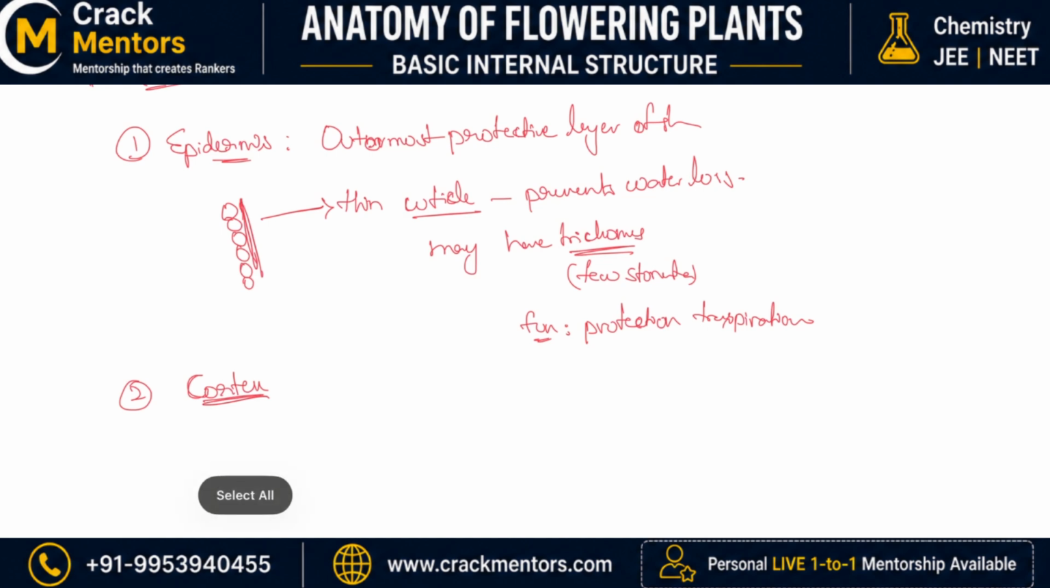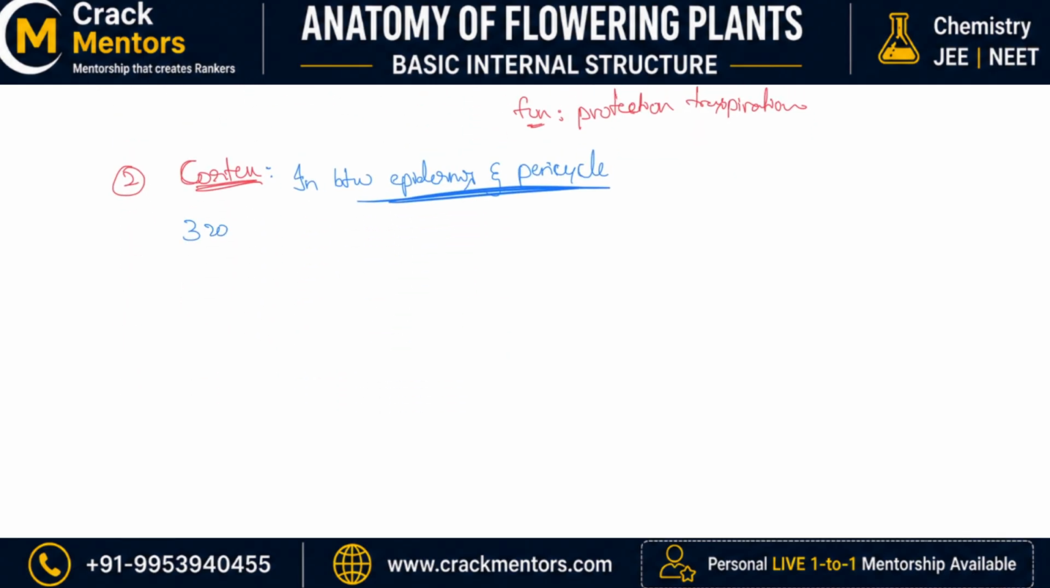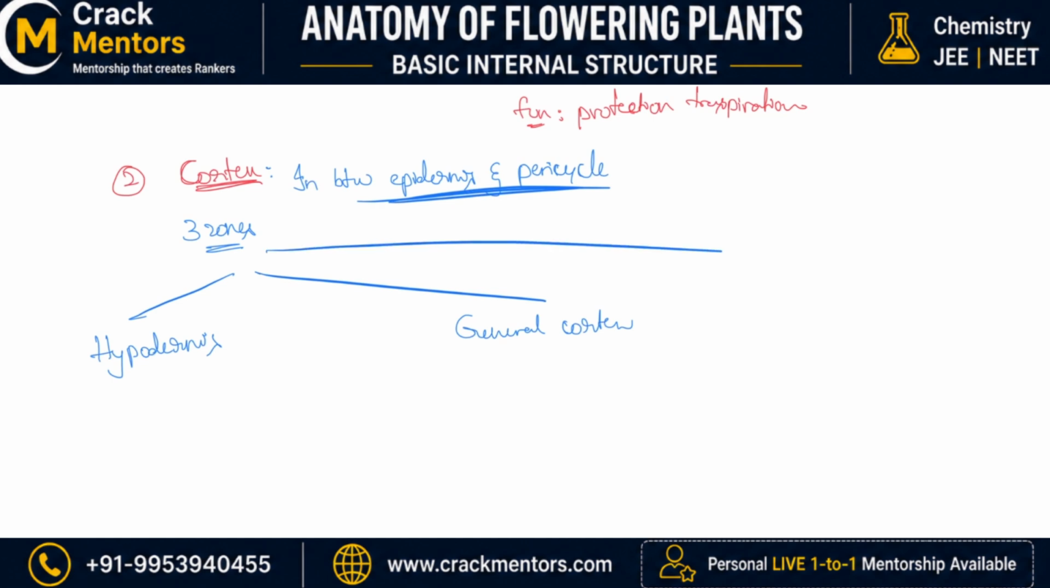What do you see in the cortex? The cortex is located between the epidermis and pericycle. The cortex is divided into 3 zones. The first zone is our hypodermis, the second zone is the general cortex, and the next zone is the endodermis. Okay, we have hypodermis, general cortex and endodermis.